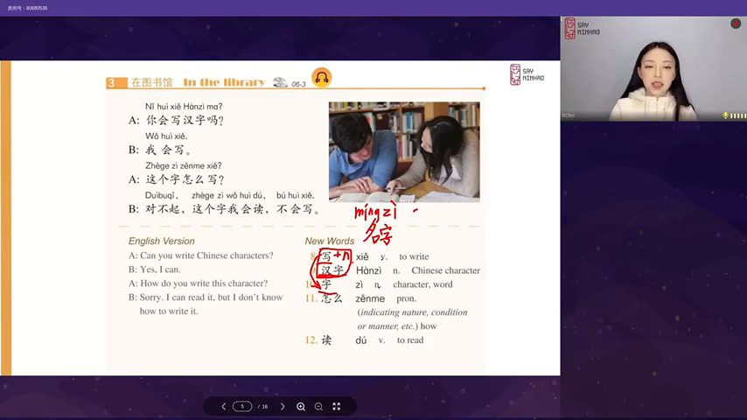Now try to say one Chinese character. One Chinese character. Is it 一汉字? We need a measure word between. So it is 一个汉字. 个 is a very useful general measure word. Okay. 一个汉字. Then how to say how many Chinese characters? How many Chinese characters?